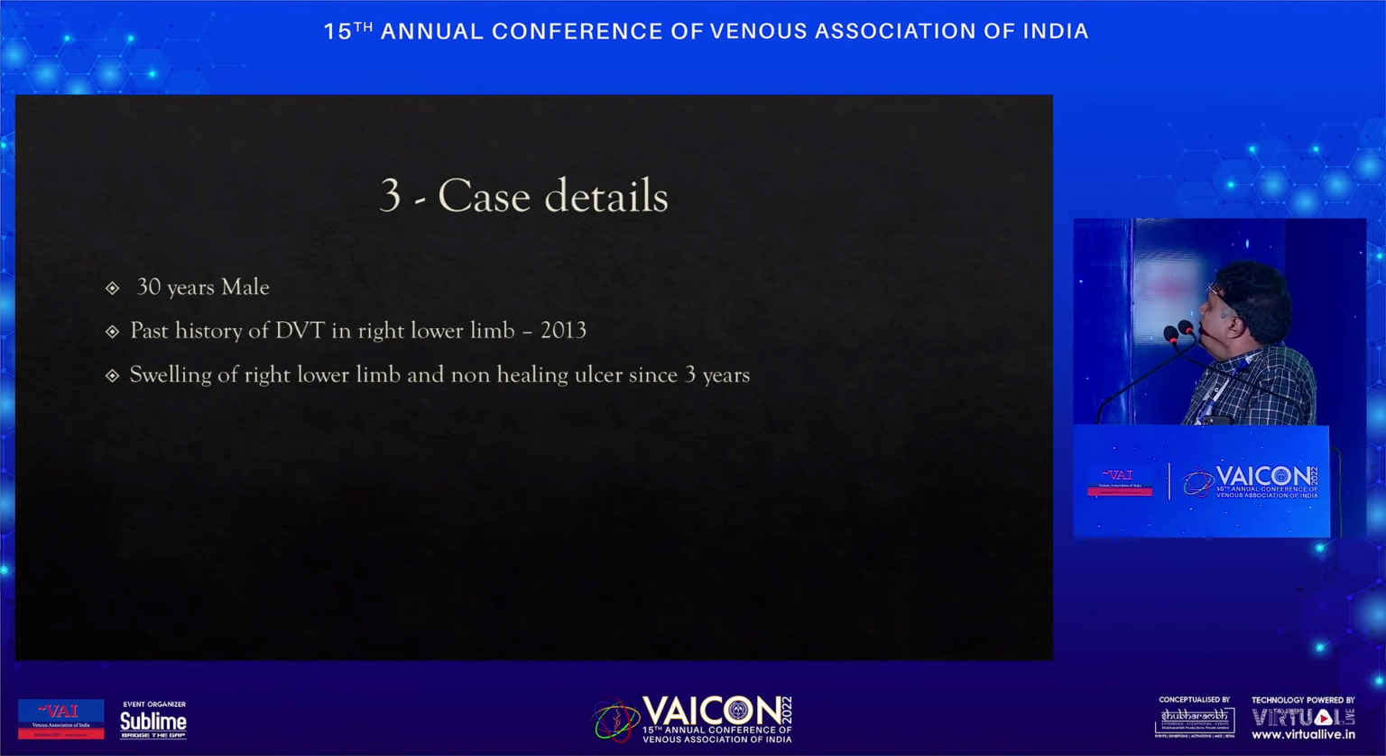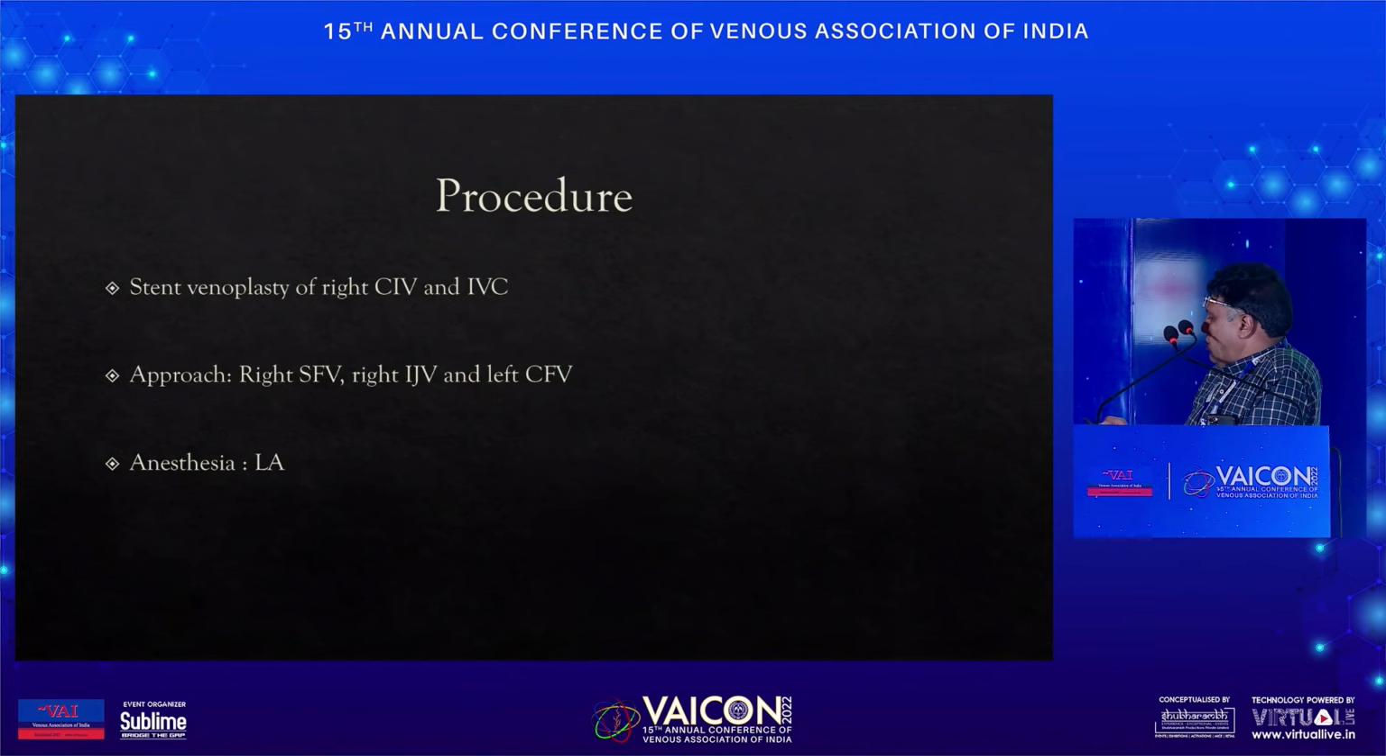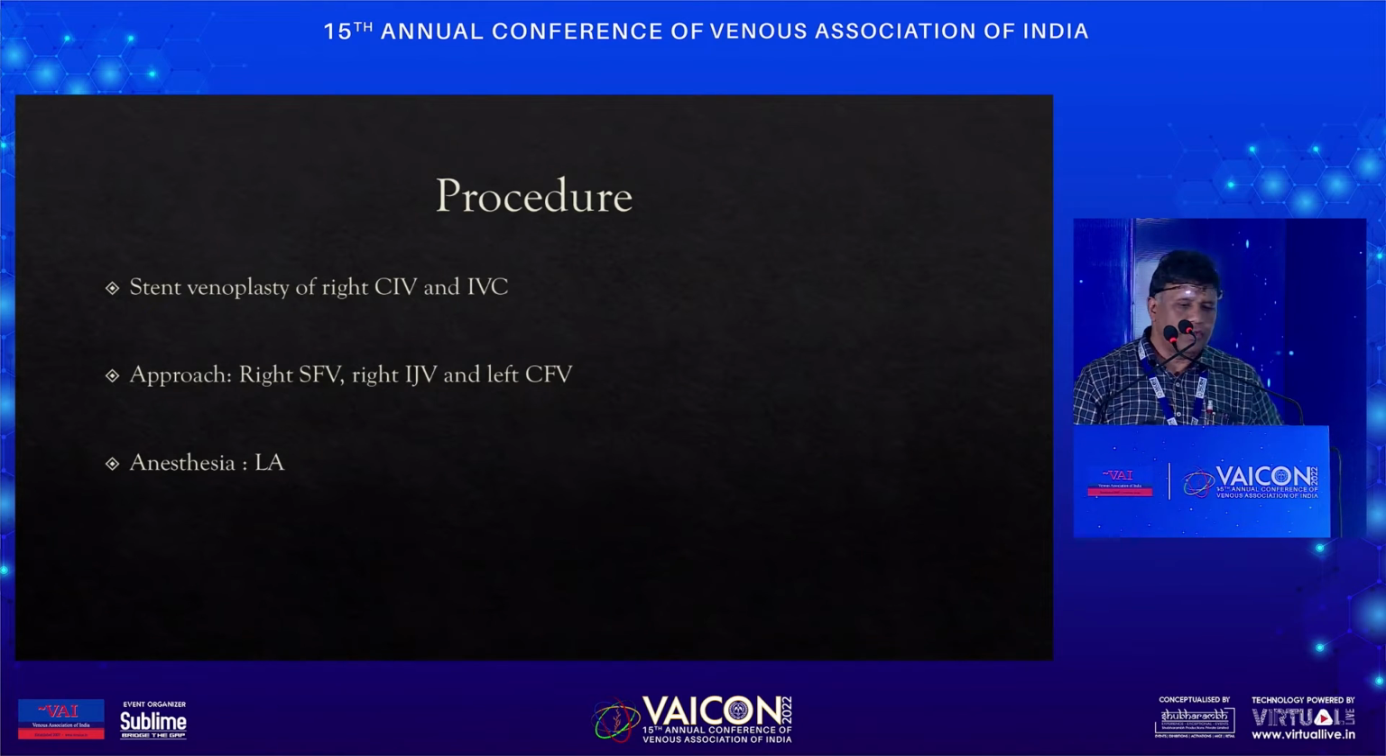This was the third case. 30 years male, past history of DVT in right lower limb from 2013, swelling of the right lower limb and non-healing ulcer since 3 years. The stent venoplasty of the right common iliac vein and the IVC, approach was right SFV, right IJV and left CFV. And this was done under local anesthesia. This case we did only day before yesterday.